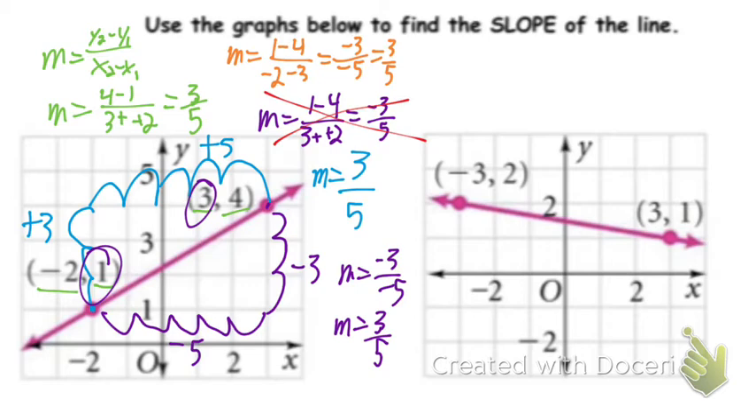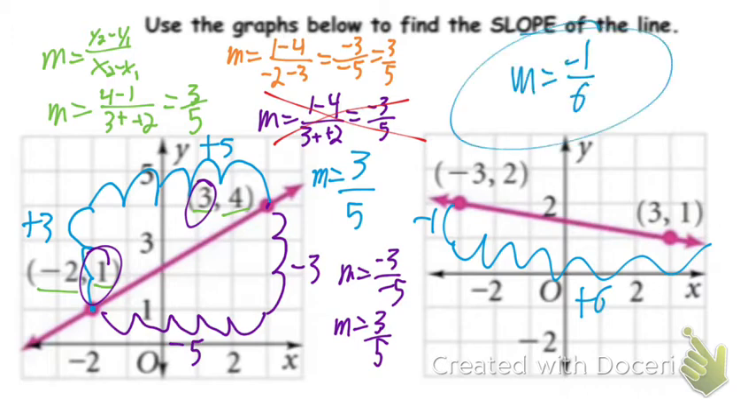So, we can do rise over run graphically, either way can work, or we can do it mathematically. Let's say we fall negative 1, we run how many? 6. Slope is negative 1 over 6. If you do it mathematically, you should get the same thing.